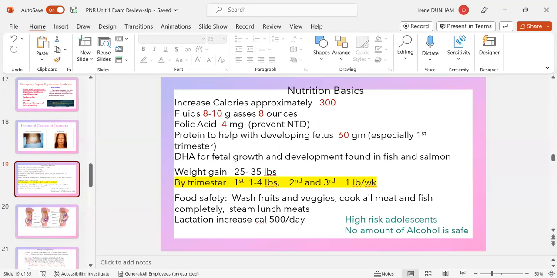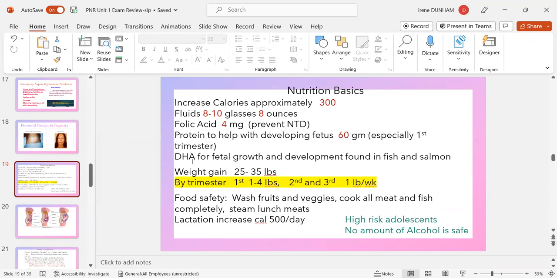Okay, then folic acid is 4 milligrams or 400 micrograms. Again, it prevents neural tube defects such as spina bifida and hydrocephalus. And then protein helps with developing the fetus, usually about 60 grams, especially in the first trimester, because you have embryonic development and fetal development. We love to get that, but it's hard to get because of the changes in the body related to nausea and vomiting.